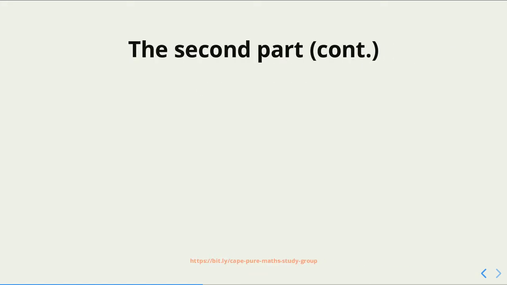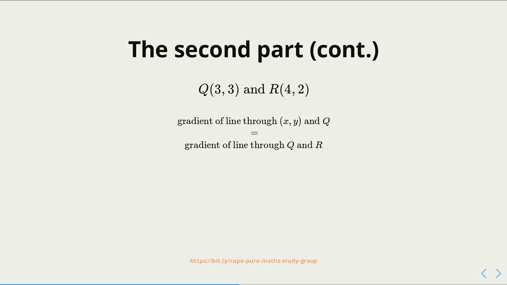Moving on to the line QR, where Q is at the point (3,3) and R is at the point (4,2), we determine its equation as follows. Note that the gradient of the line through any general point (x, y) and Q must be equal to the gradient of the line through Q and R. Now, the gradient of the line through (x, y) and Q is given by (y - 3)/(x - 3), and the gradient of the line through Q and R is given by (3 - 2)/(3 - 4). Equating both gradients and simplifying, we get that the equation of the line through Q and R is given by y = -x + 6.